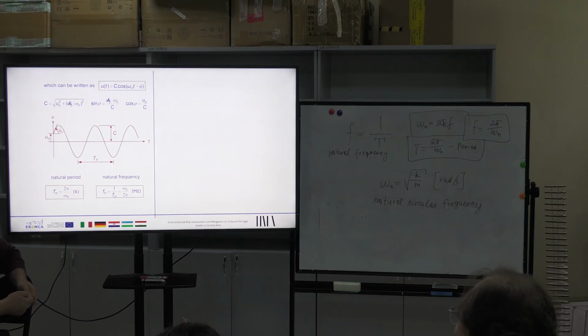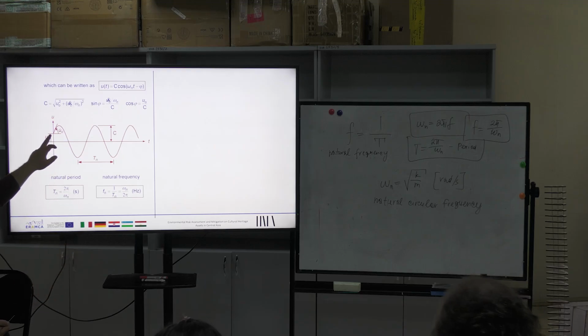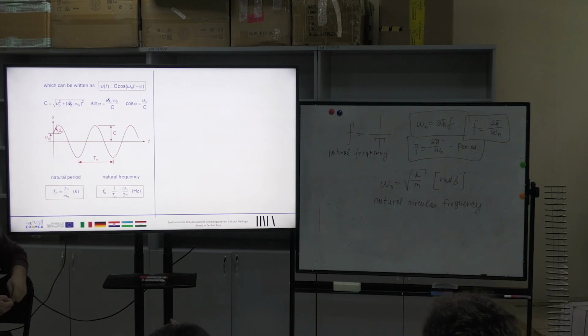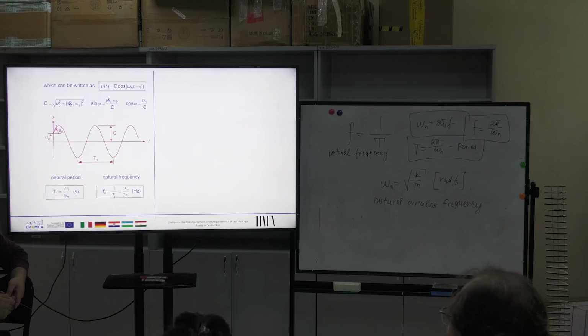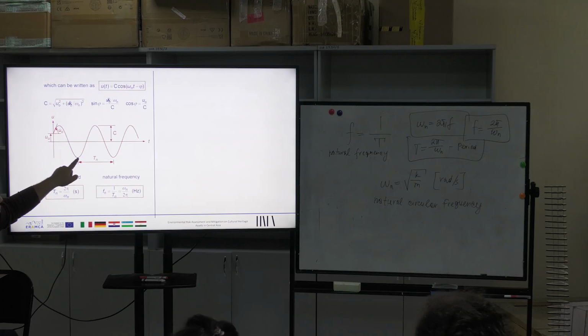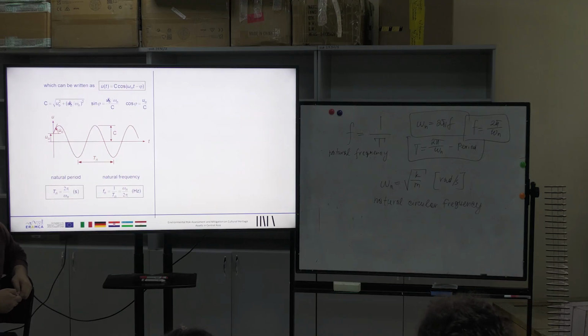Okay. Sorry. This is the initial condition of speed. This is the initial condition of the displacement. C is the amplitude. Yes, this is the amplitude, not the RMS value, the root mean square value. Okay. The period in our case is how much time I need to start from here and come again to this point. This is called the period. Clear?